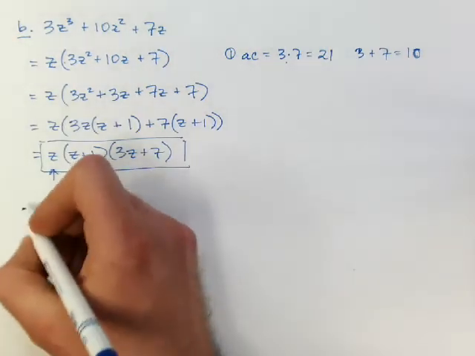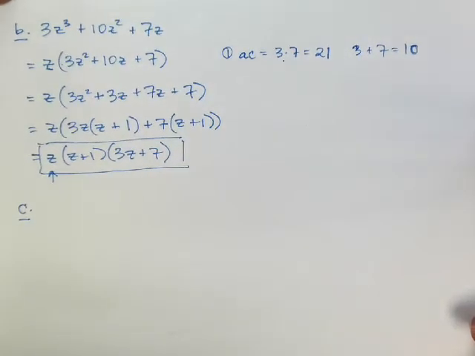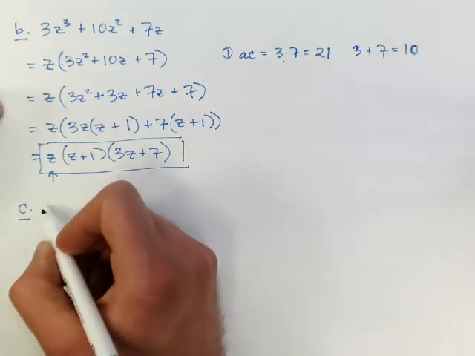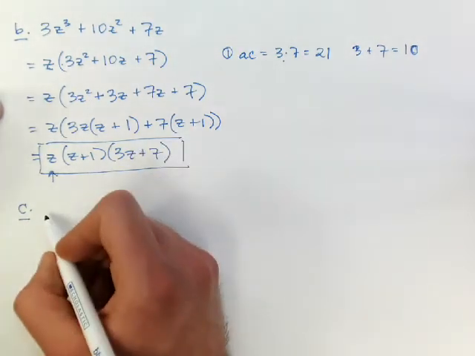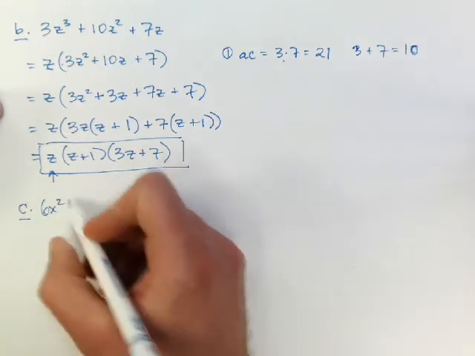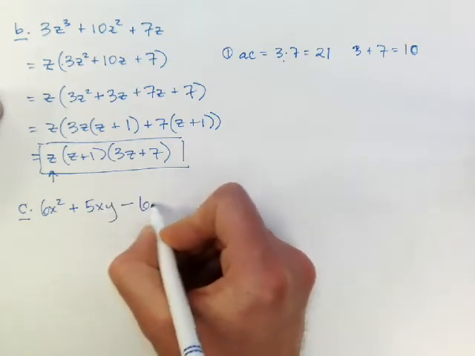All right. Let's try a couple more here, then I'm going to call it a day. So let's look at maybe an example where we mix in some other variables. So let's do 6x squared plus 5xy minus 6y squared.